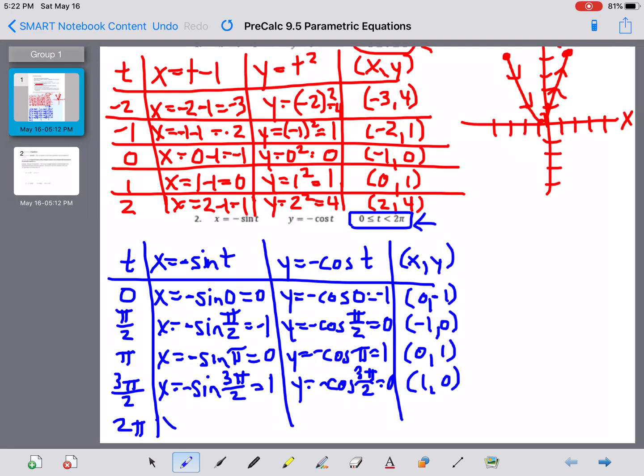And finally, for 2 pi, I start out with negative sine of 2 pi. That should look similar to my 0 up there. It has a sine of 0, so the negative doesn't matter. And the negative cosine of 2 pi. Cosine of 2 pi is 1. That negative out front will make it negative 1, and I end up again with 0, negative 1.